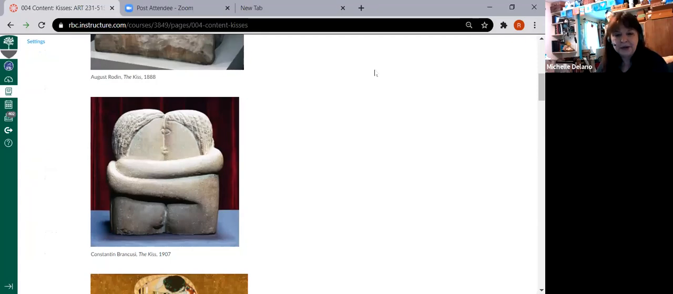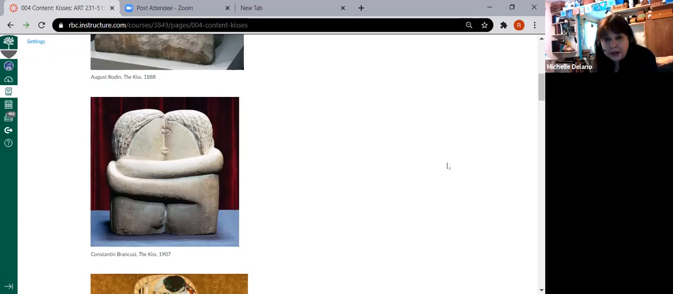And so Brancusi made several of these kisses. Now, both of these are statues. They're both made out of marble. They're both about a kiss. The first one is about how a kiss feels, but I think this one is a kiss about the relationship.